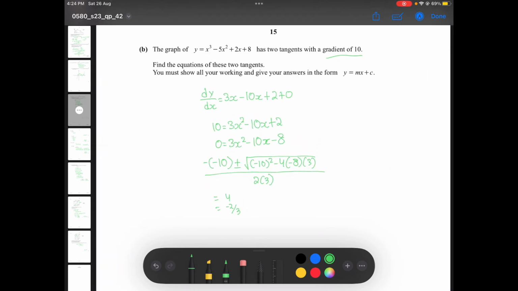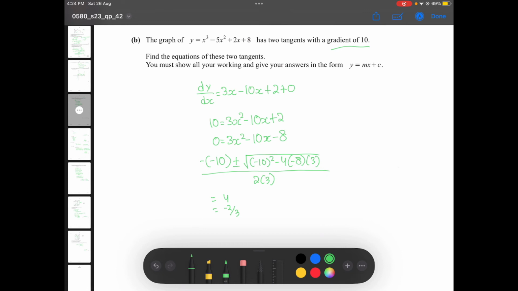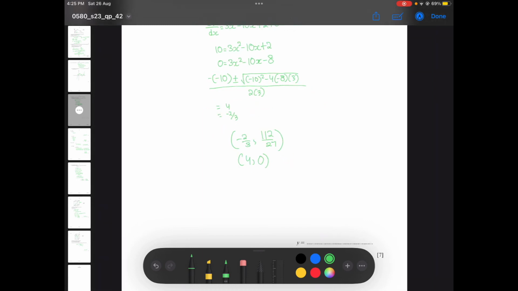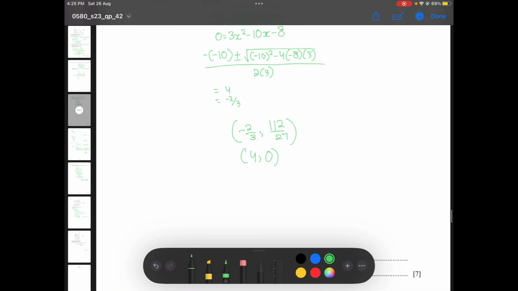Alright, my bad for this. You have to use these values in the original equation, so you have to do x cubed minus 5x squared plus 2x plus 8. For negative 2 by 3 you have 112 over 27, and if you put x is 4, you have 0.